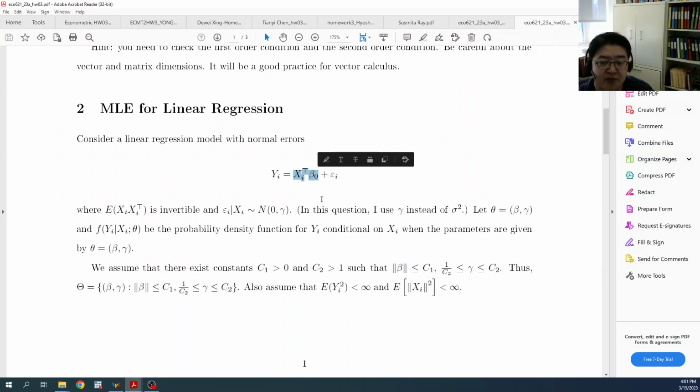This is not random. So what you can think about here is, epsilon had mean 0, but you are adding a constant, conditional on x. So conditional on x, y will be normally distributed with mean x prime beta and variance gamma.